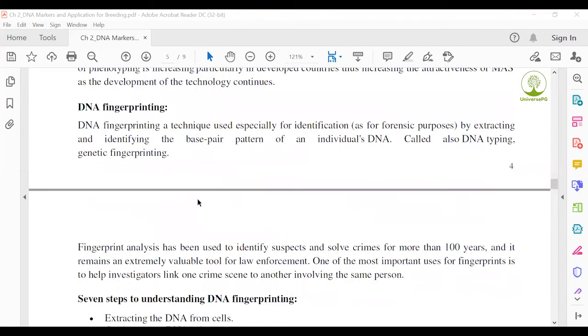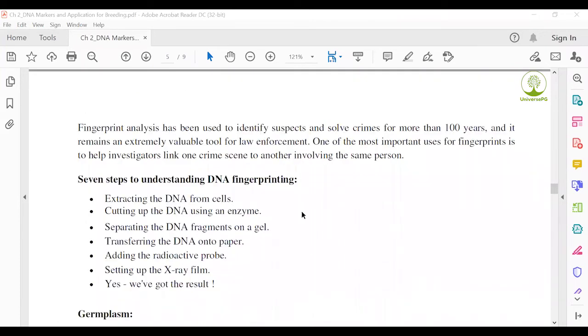DNA fingerprinting. What is DNA fingerprinting? DNA fingerprinting is a technique used especially for identification by extracting and identifying the base pair pattern of an individual's DNA, also called DNA typing or GDA or gene fingerprinting. So DNA fingerprinting is also called DNA typing, DNA profiling, or genetic fingerprinting.